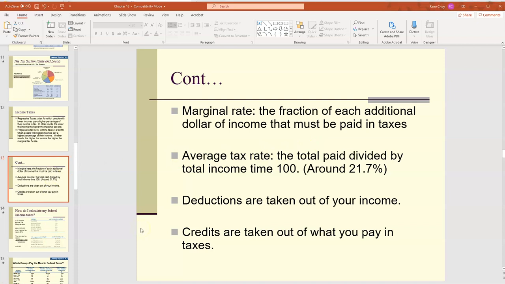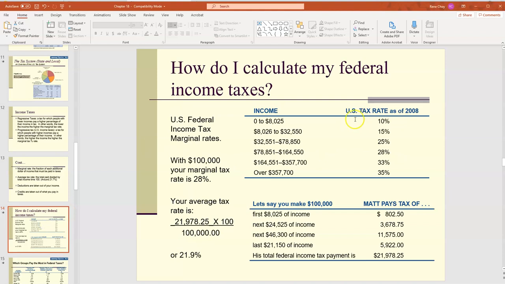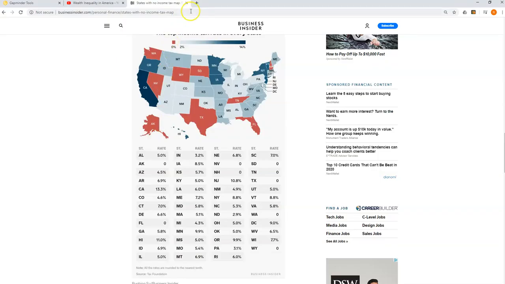All right, so let's take a look at an example of income taxes. This right here is the income tax bracket for the year 2008. The year, by the way, doesn't matter. Income tax brackets look very similar to this. So let me show you the current income tax bracket.